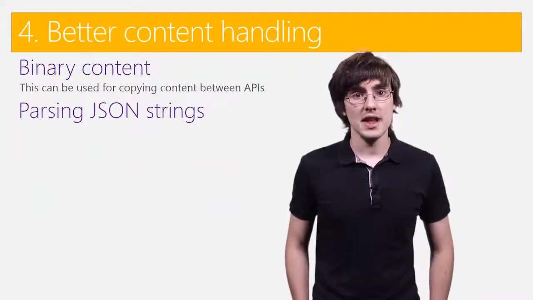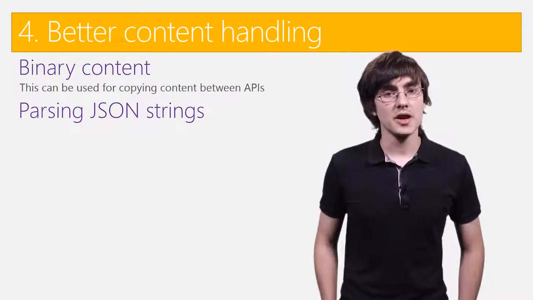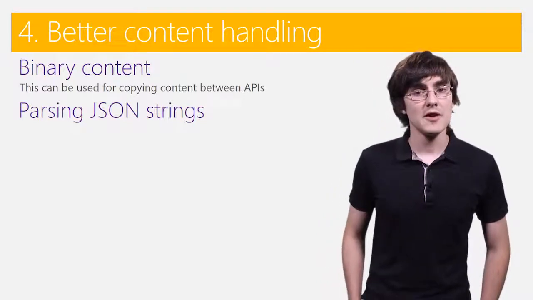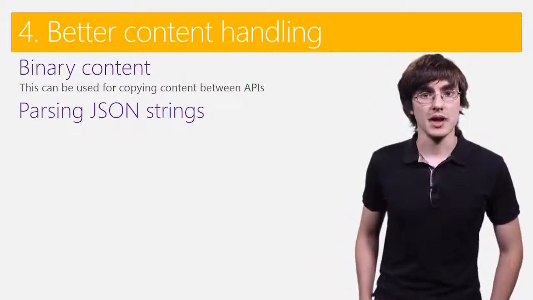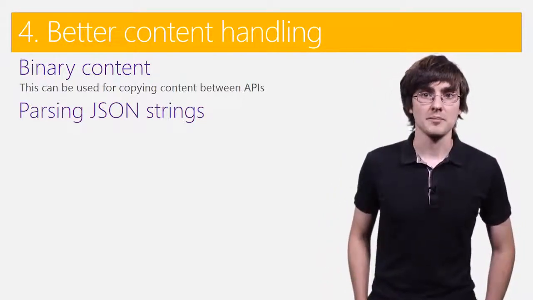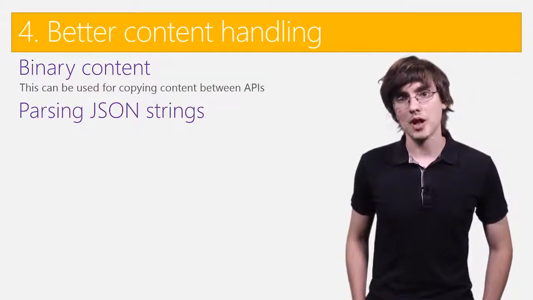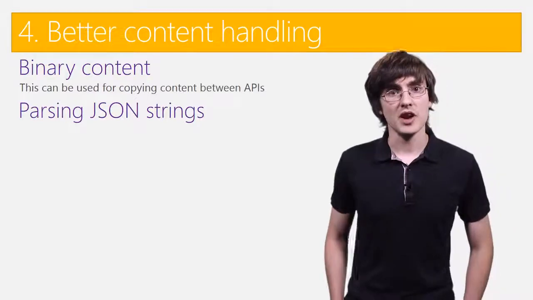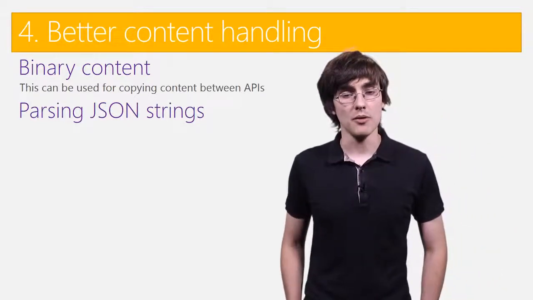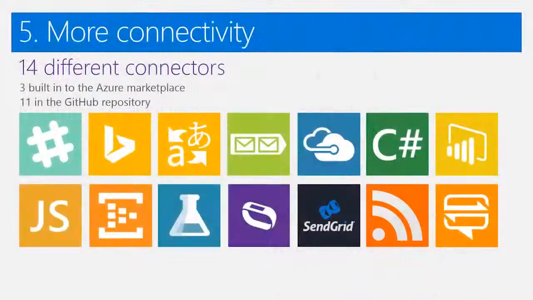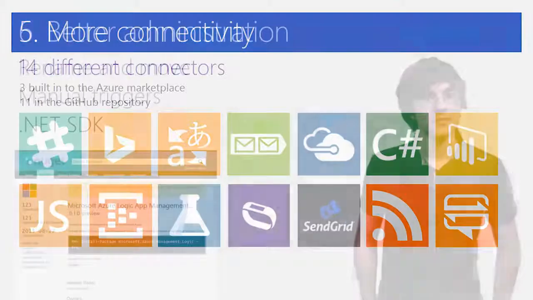To improve content handling, we allow you to flow binary content between APIs. If you get a binary blob from storage, for example, you can send that to Dropbox. In addition, we have better parsing of JSON strings, so when you get that blob from Azure Storage, if it's JSON, you can get particular properties out from the inside of it. We've added 14 different connectors, 11 in a GitHub community repository that anybody can contribute to.